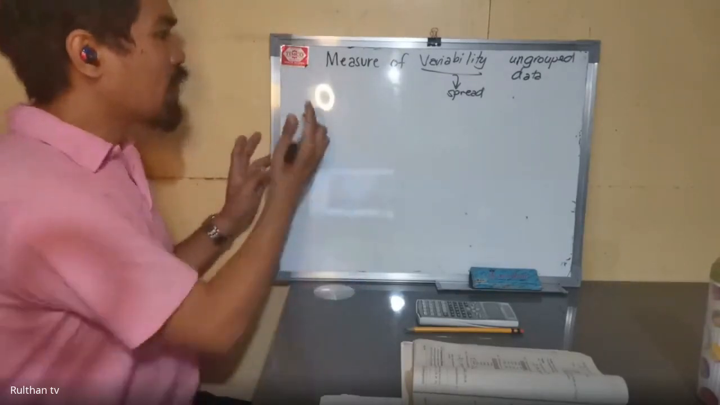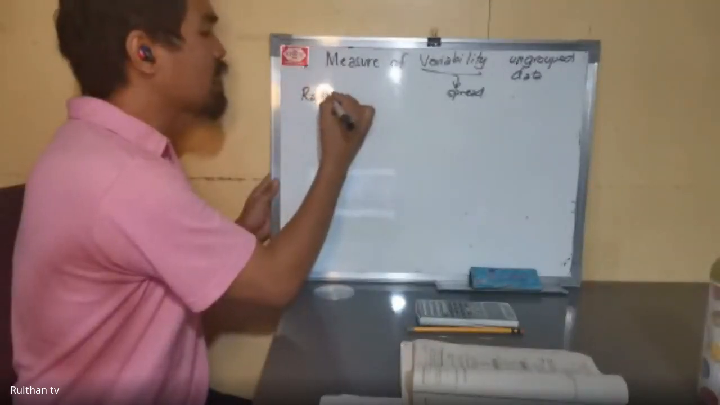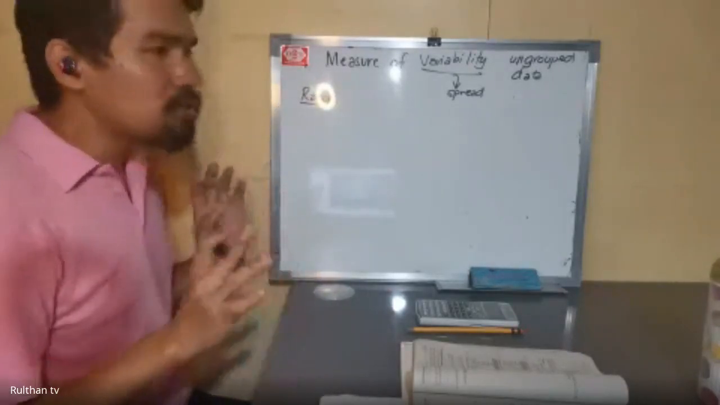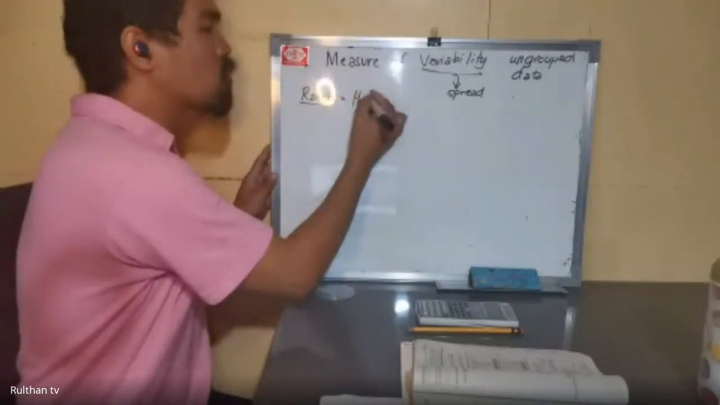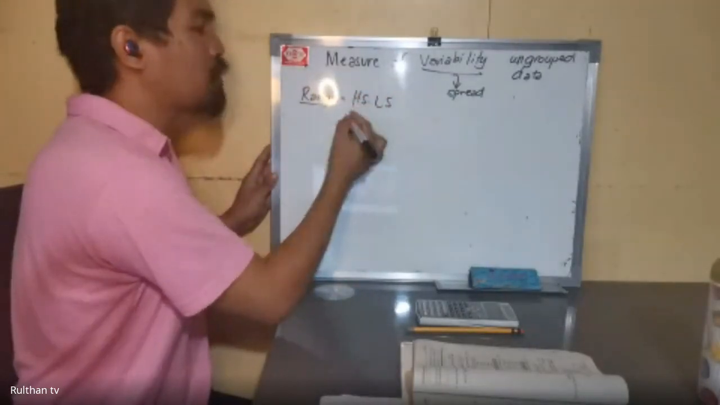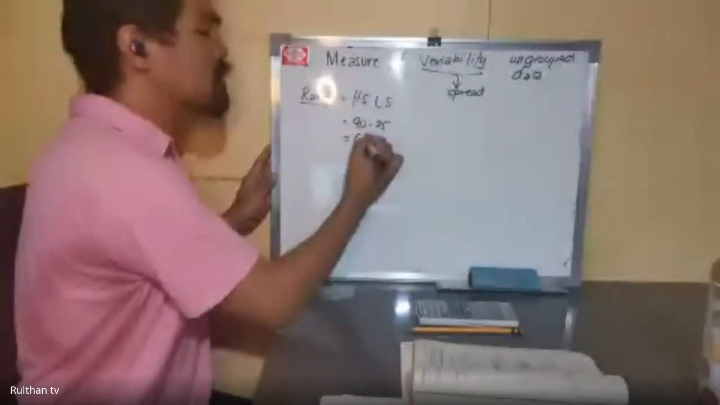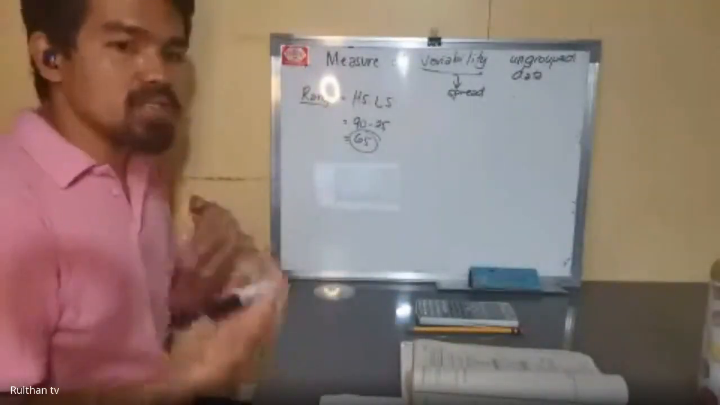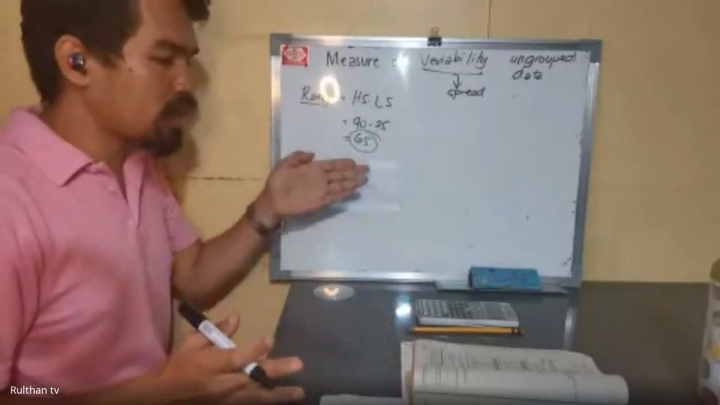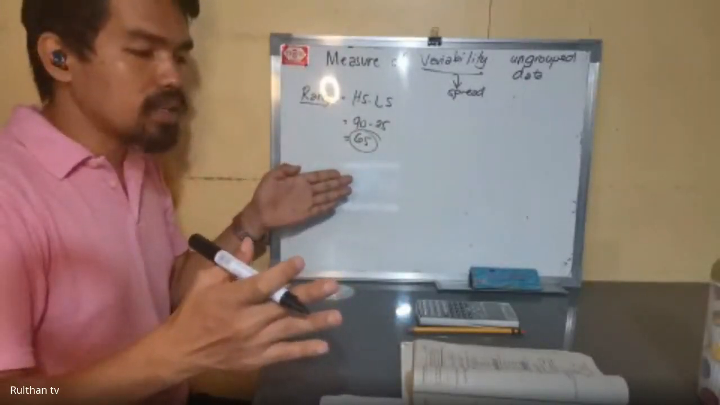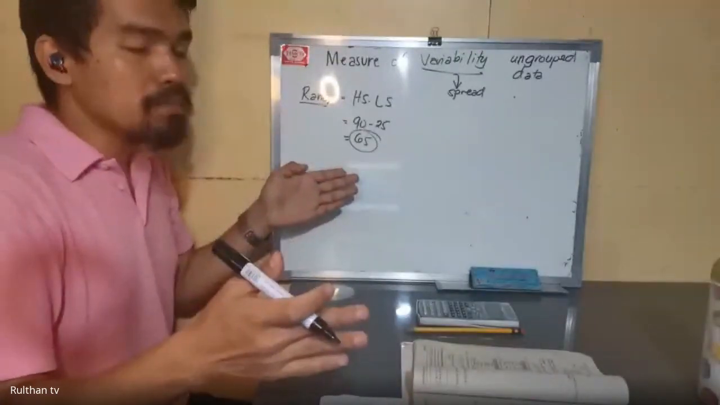Now, very quick, aside from the variance and standard deviation, we have actually range. Range is also a measure of variability because range is simply the highest score minus the lowest score. For example, the highest score is 90 and the lowest score is 25. We have 65 as the range. We're guaranteed that the data is distributed within this interval only. Somehow, it gives us a picture of the distribution.